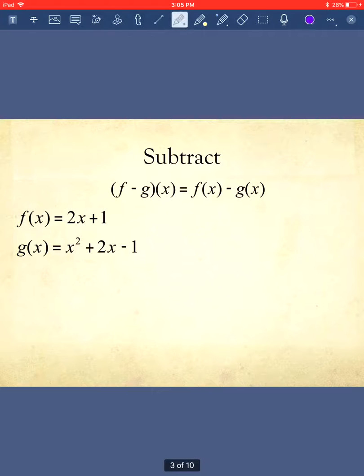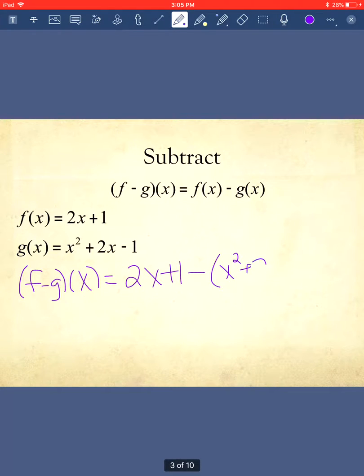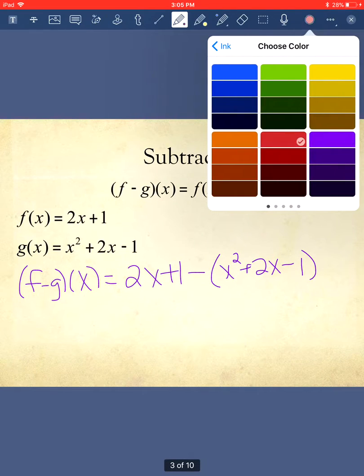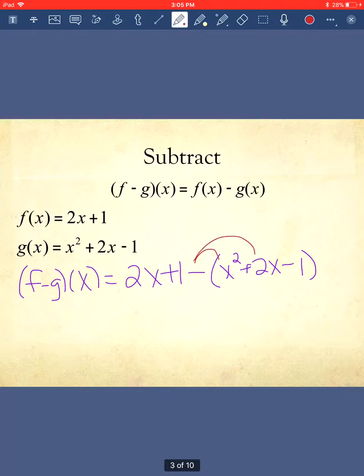For subtraction, f minus g of x, which is the same thing as f of x minus g of x. If f of x is 2x plus 1 and g of x is x squared plus 2x minus 1, order matters, so write f of x first. So f minus g of x equals 2x plus 1, and then minus, I'm going to put g of x in parentheses, so x squared plus 2x minus 1. And the reason why I put g of x in parentheses is because I'm going to need to distribute this negative. If you don't distribute the negative, this will be drastically wrong.